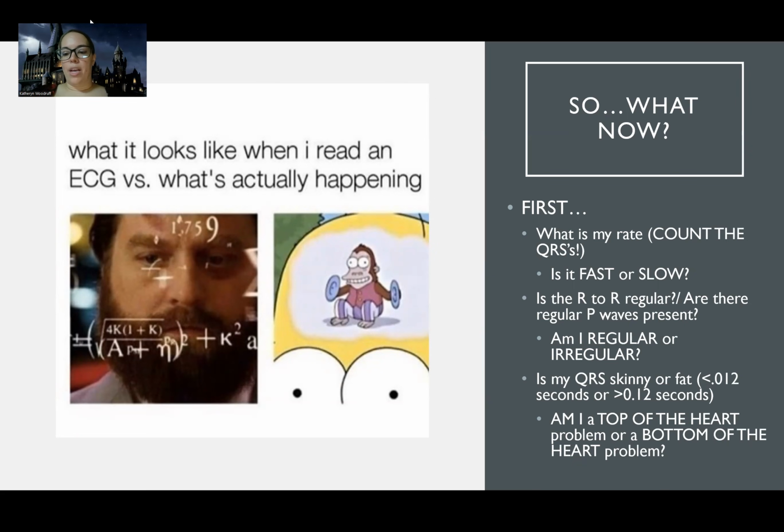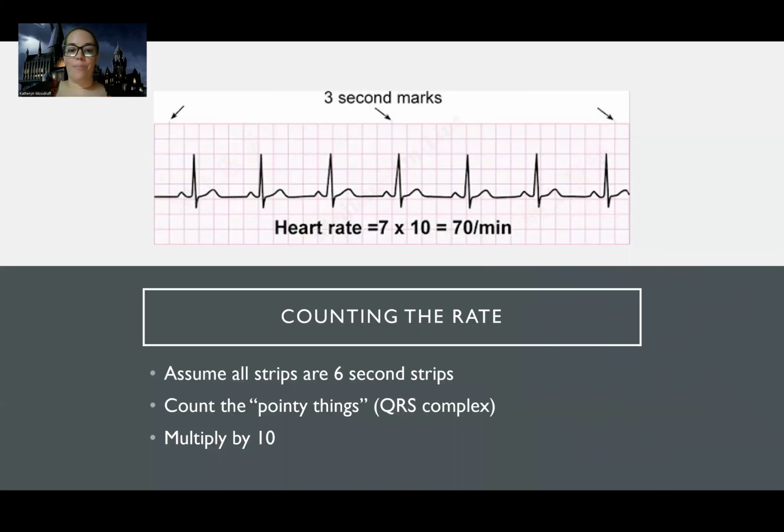So anyway, QRS skinny or fat. Is it greater than or less than 0.12, which is about like three of the little dots in a box? This tells us if it's a top of the heart or bottom of the heart problem. So effectively, count the rate. We see, is it regular? What's going on with my P waves? What's going on with my QRS? And this helps differentiate. Now, sometimes you're going to go through this and you might be able to figure out what it is in the second step, but I still say go through it all just to confirm, because you never know. So let's start by talking about how we count the rate.